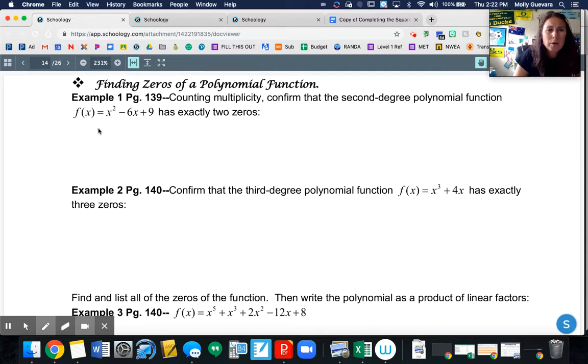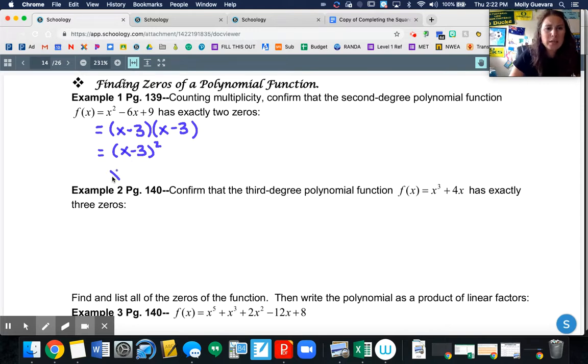Well, I'm lucky here because automatically I see that this is something that I can factor. So this factors into x minus 3 times x minus 3. We can also write it as x minus 3 squared, since it's the same thing written twice.